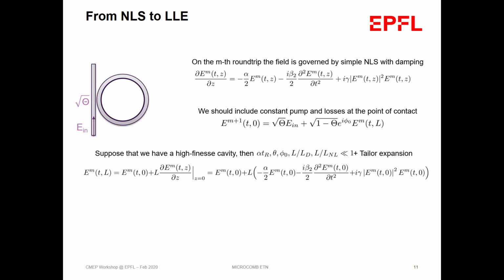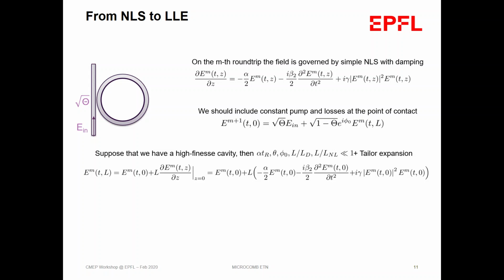That's what we're going to do right now. So the trick is the following. I want to know what my field looks like at the end of one round trip. I had something here in the very beginning, it propagated through the whole ring, and I want to know how it looks at the end. Apparently, something like this, and it's just a Taylor expansion, the first term.